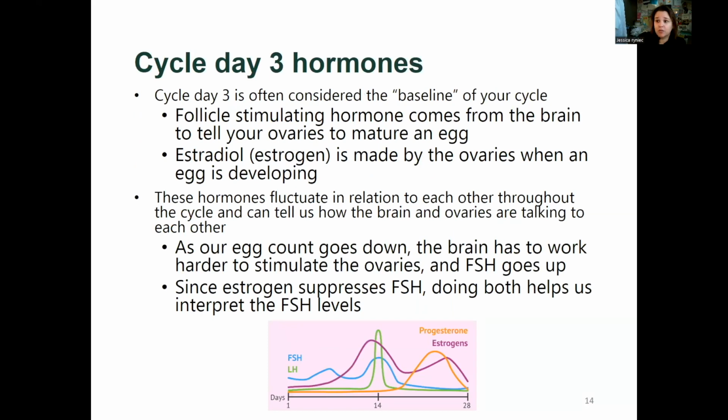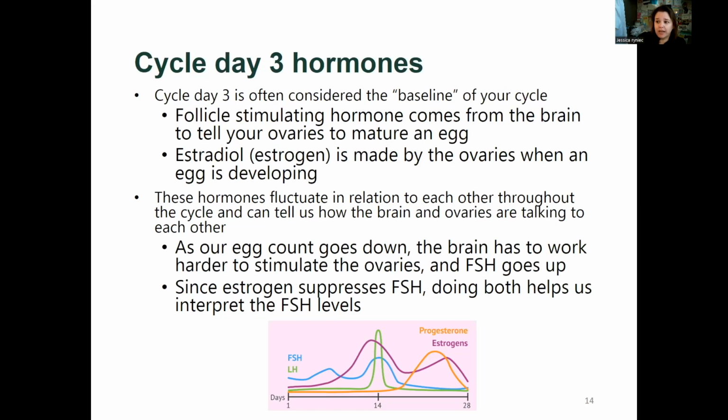The cycle day 3 hormones are a little bit more complicated than AMH. These don't really give us a direct look at what your ovarian reserve is, but give us more of an idea of how your brain and ovaries are talking to each other. So cycle day 3 is typically considered the baseline of your cycle. At that point, follicle stimulating hormone starts coming from the brain to tell your ovaries to make or mature an egg. As the egg is maturing, the ovaries make estrogen, and then that estrogen typically goes back up to the brain to turn off the follicle stimulating hormone.